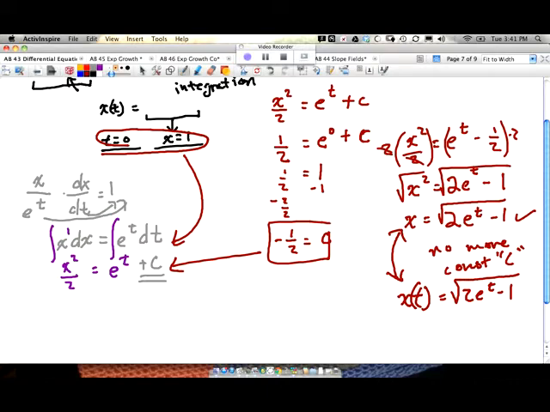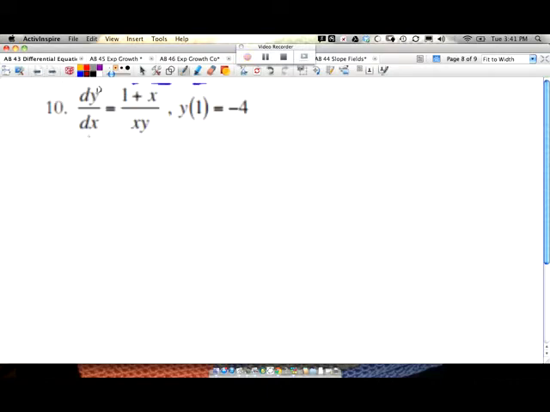Let's do number 10 now. Same idea, same prompt, different word. So we have dy/dx equals (1 plus x) over xy. All right, so there's a couple things going on down here. It's hard to see how we would separate this. We know that y of 1 equals negative 4. That's like saying x equals 1, y equals negative 4. So that's going to be useful later.